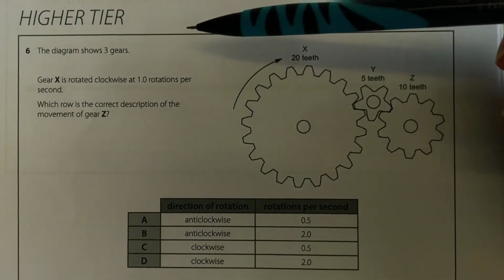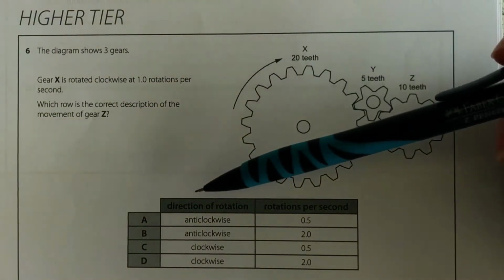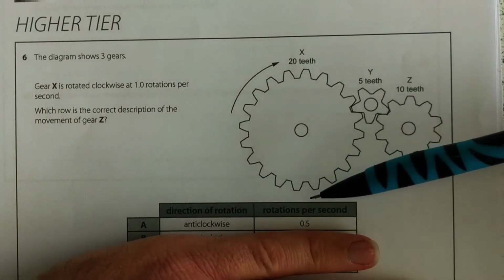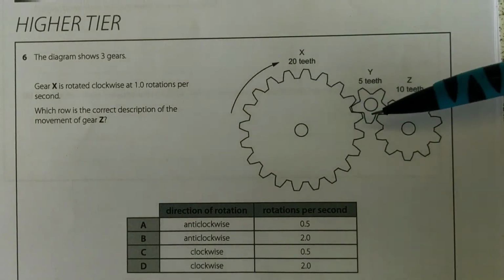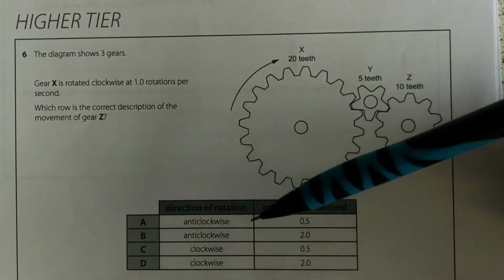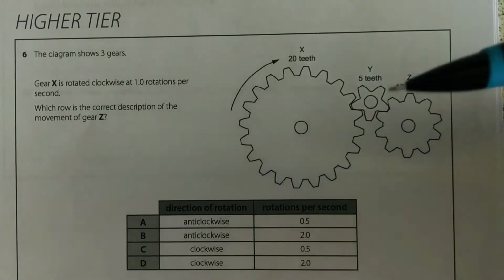This is a higher tier multiple choice question. This time you are going to need to think, well, what are they asking me to work out? But again, multiple choice questions, try and work it out before looking at the answers, because some of these are placed here to distract you.